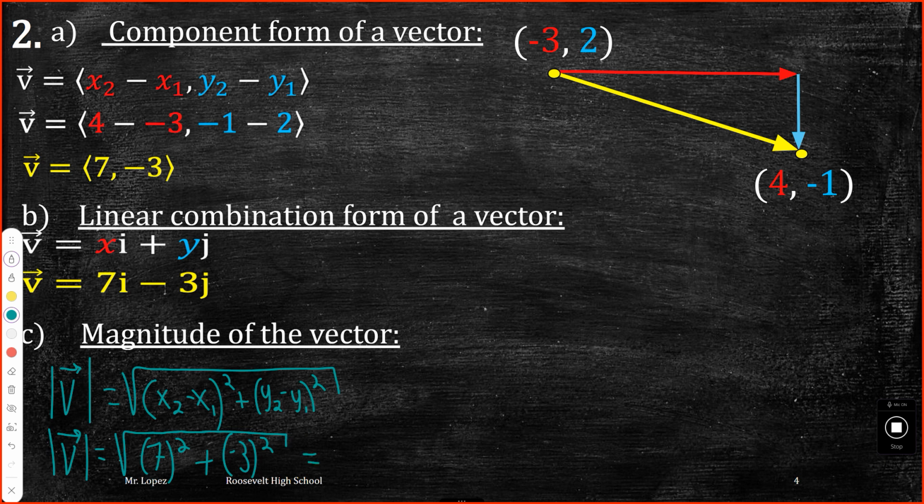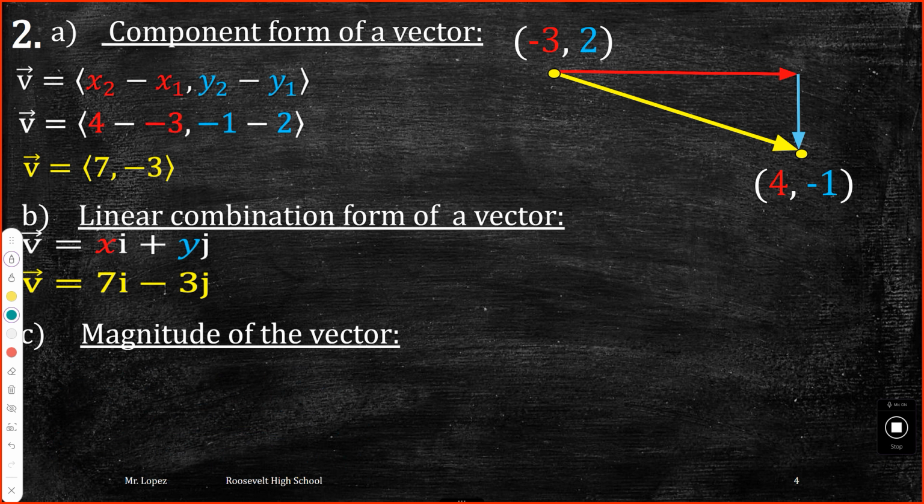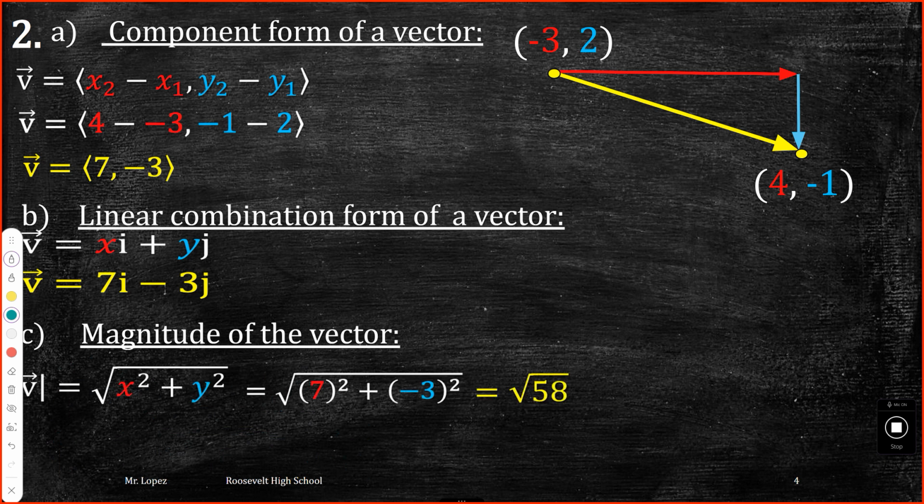And this is going to be 49 plus 9, 58. Square root of 58. The square root of 58 has no perfect square factors in it, so that would be the answer. It doesn't simplify anymore, unless you wanted to put it in a calculator and get an approximation of what it would be.